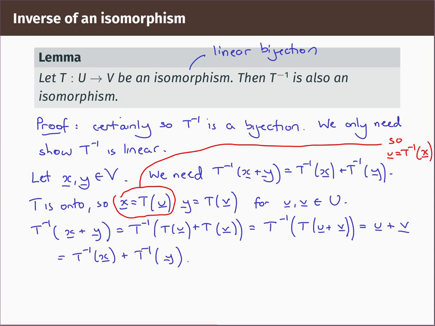Now we have to show that it has the scalar multiples property, that T inverse of A times X is equal to A times T inverse of X for any X in V and for any scalar A. I'm not going to do this. You should have a go at doing it. If you can't solve it yourself, or if you want to check your answer, you can look in the online notes for Math 7 and you'll find a proof there.